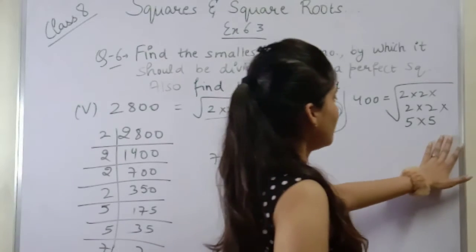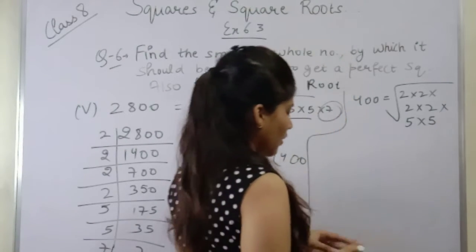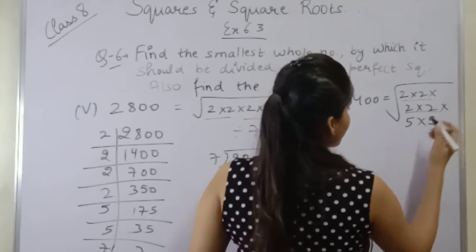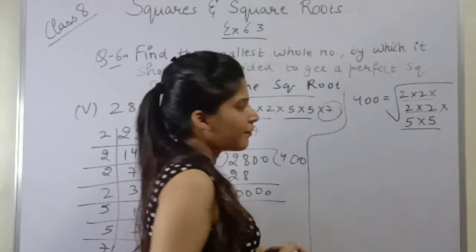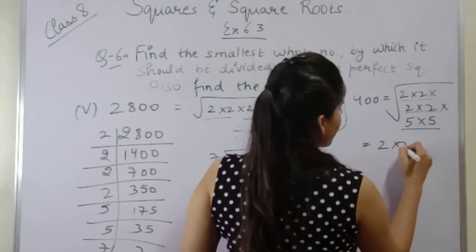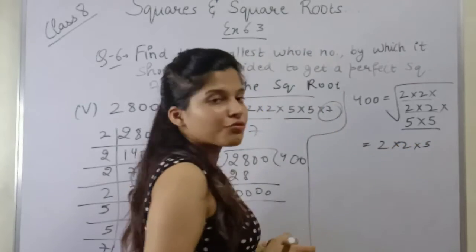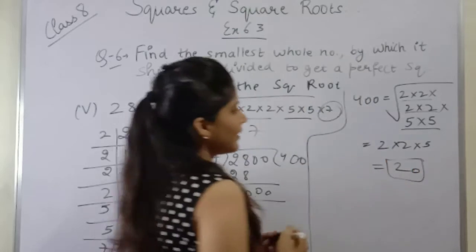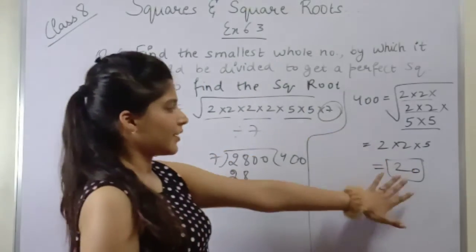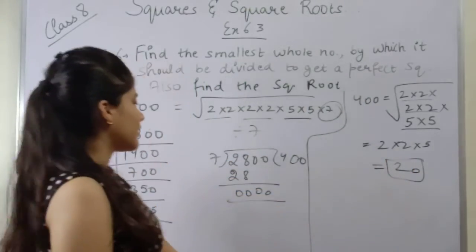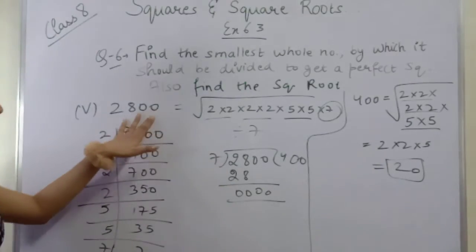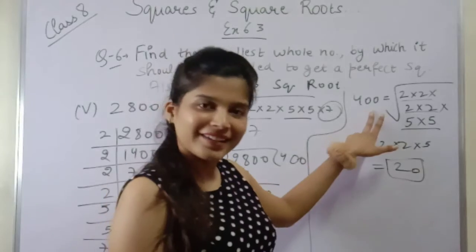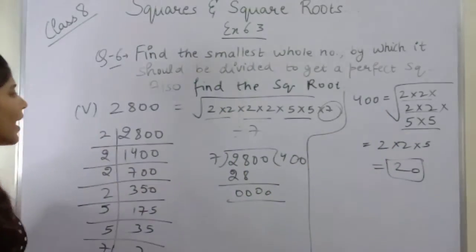Okay. So now we will start making pairs. One pair of 2, second pair of 2 and the third pair of 5. So it means that 2 into 2 into 5. 2 2s are 4 and 5 4s are 20. So it means that the square root of 400 is 20. And the perfect square number after dividing by the smallest whole number is 400. Okay, this was part number 5.